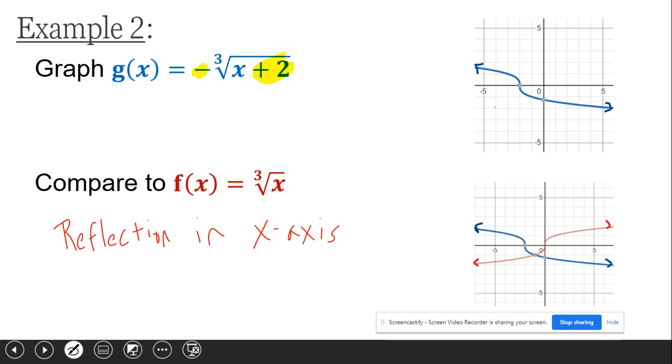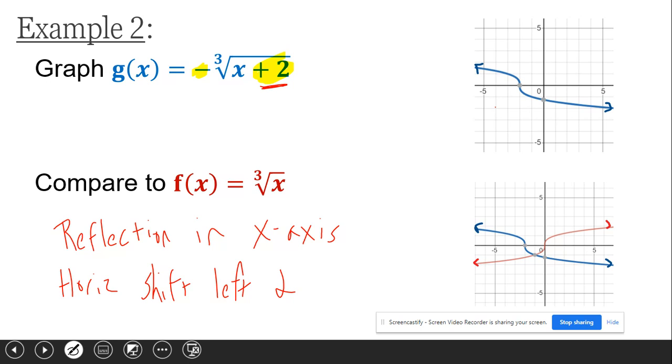We can see our graph, if we look between the red and the blue on the right-hand side, we have a flip over the x-axis. So we have a reflection in the x-axis, and then we have that plus 2, which means we have a horizontal shift to the left too.